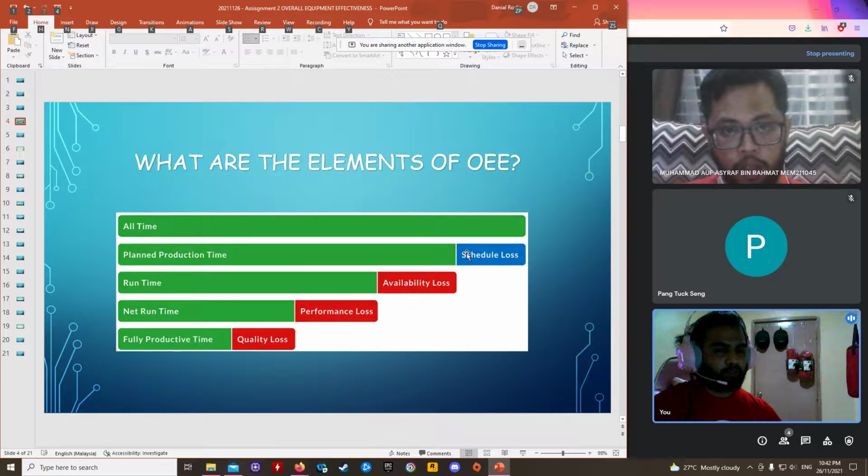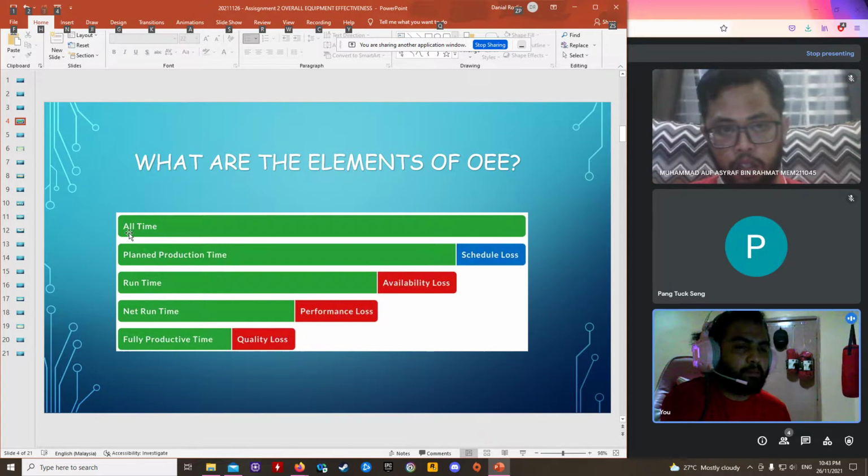Okay, so from this image we can see the elements of OEE being displayed as a bar chart. The first one is the all time. That all time is basically an ideal condition that will never exist in the real world. The second one is the planned production time. Whatever we plan inside a manufacturing time, there will always be schedule loss. Maybe this schedule loss can be a factor of, sometimes there's death, or maybe a pandemic that we never foresee coming.